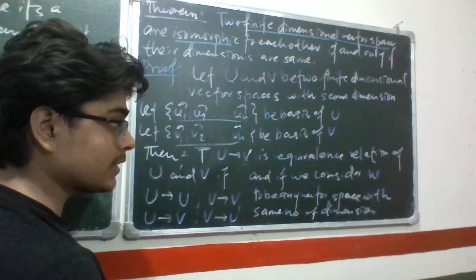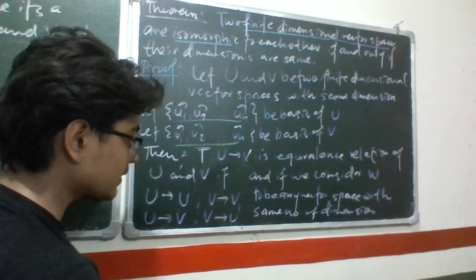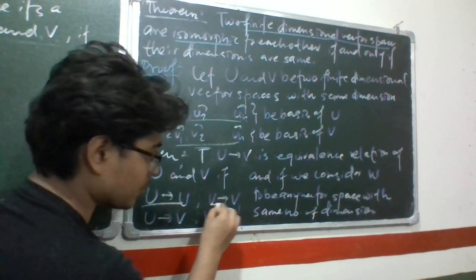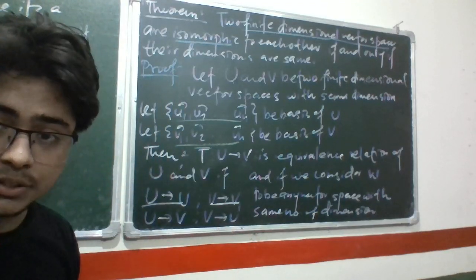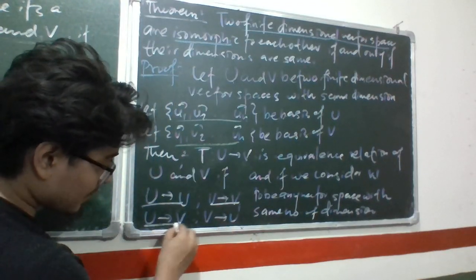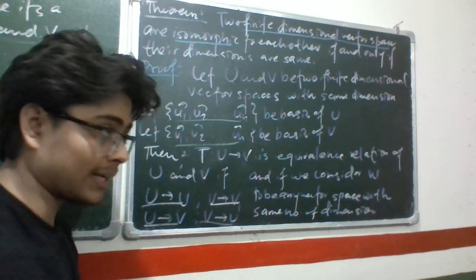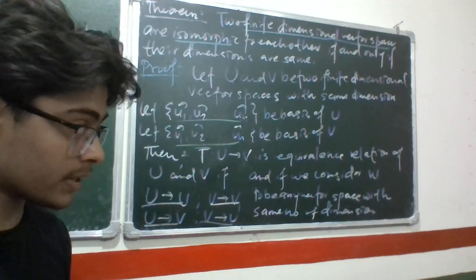If that is the case, then it means that u maps to u and v maps to v. That means it's a reflexive relation. And if u maps to v, then v maps to u. That means it's a symmetric relation.